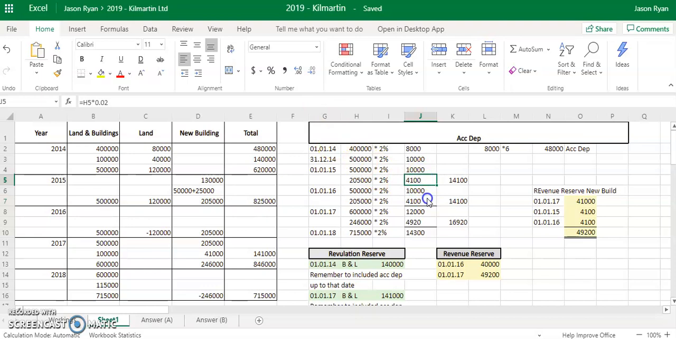So these two depreciations need to be added back on to the increase in the valuation that we had here. And you're going to add those three up to give you your new revenue reserve that goes into your revenue reserve account and the revaluation reserve account. And we'll look at them in the next video.